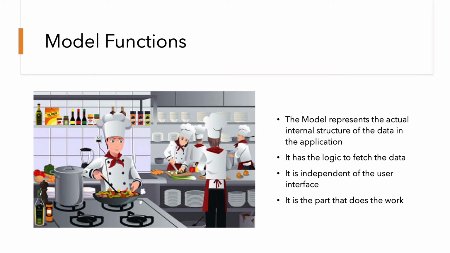So what are the functions of these three interconnected parts? The model or data layer represents the actual internal structure of the data in the application. It is independent of the user interface and controls the logic and the operations of the application. In other words, the model is the part that does the work. Because the model is independent of the user interface, it has the flexibility and is more robust.